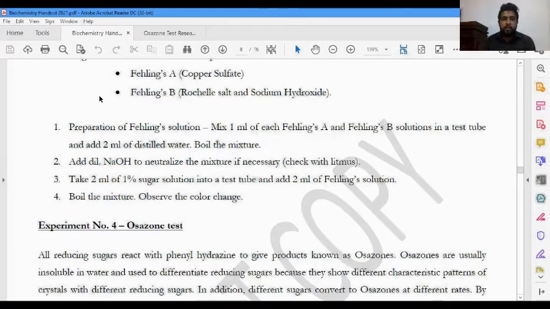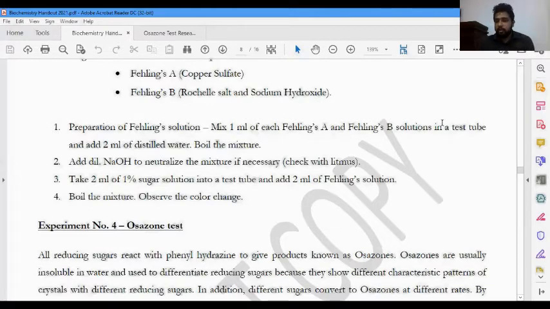Okay. Then when we are doing this Fehling's test to distinguish reducing sugars and non-reducing sugars, we have to take 2 milliliters of 1% sugar solution, or the sugar solution given, into a test tube and add 2 milliliters of Fehling solution, and we have to boil the mixture. Then you will observe a color change.